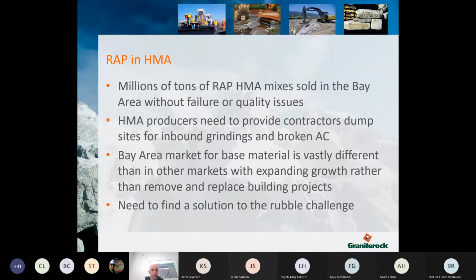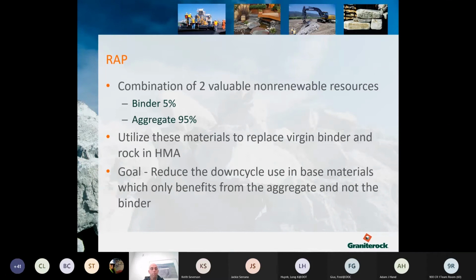And that's my talk today, is to help you understand that we as HMA suppliers have a challenge to be able to handle all that inbound material when the specifications for asphalt are limited on how much we can put back in the HMA. So when we talk about RAP and grindings, it's the combination of two non-renewable resources, right? There's binder in there and there's aggregate. And we use that to replace the virgin binder in the rock.